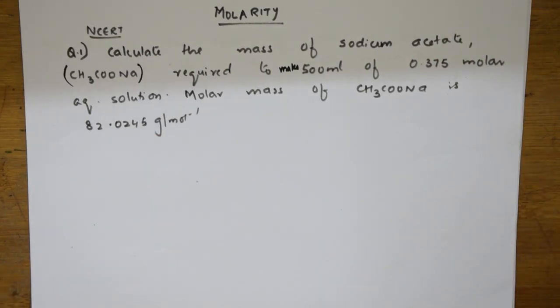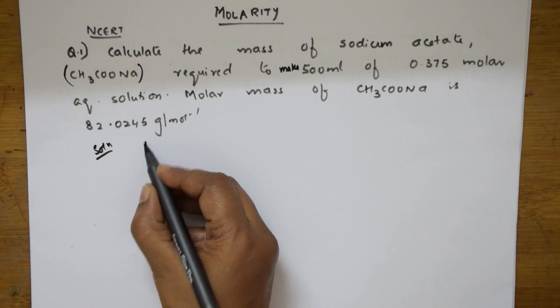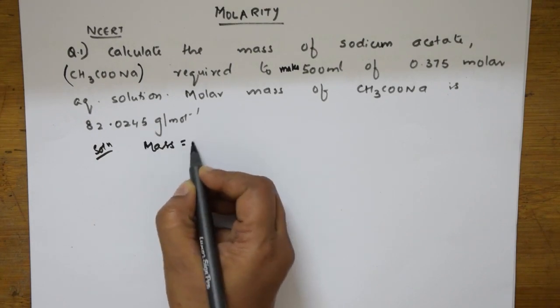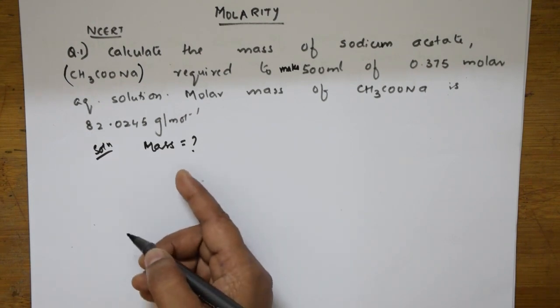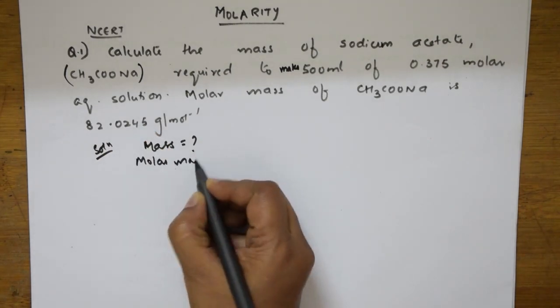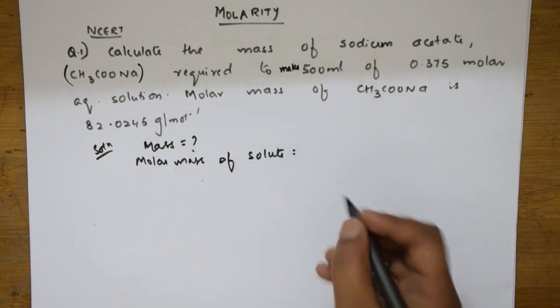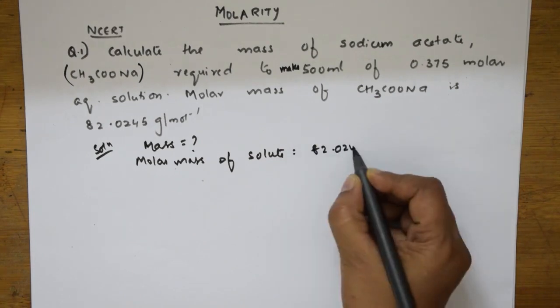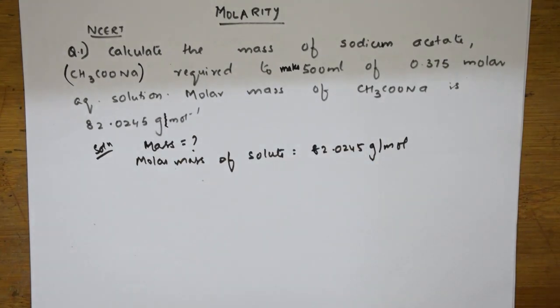So basically, what did they ask me? They asked me to calculate the mass. Fine. So for such things, first of all, when they have given you such data, try to first note what is given to you. So what should you find out? I need to find mass, right? So what else is given to you? They've given you the molar mass of solute, isn't it? See here, this one. Solute is nothing but sodium acetate. It is given 82.0245 gram per mole. Okay, right, gram mole inverse or gram per mole. Done.